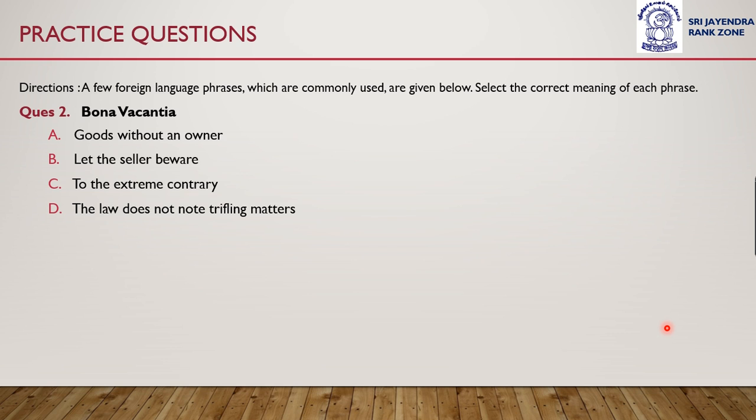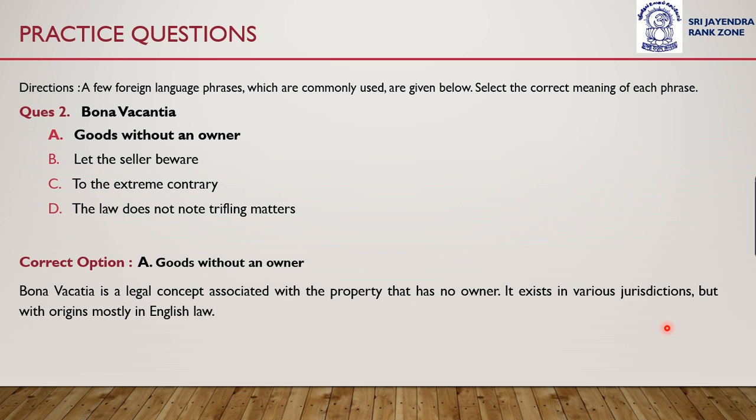The correct answer is option A, goods without an owner. Bona vacantia is a legal concept associated with property that has no owner. It exists in various jurisdictions but with origins mostly in Roman law. Bona vacantia. Option A, goods without an owner.